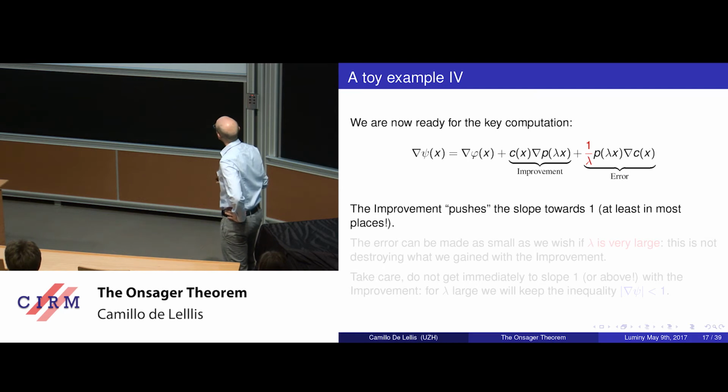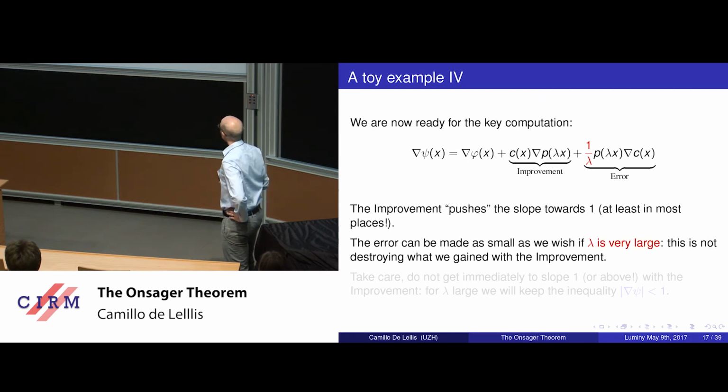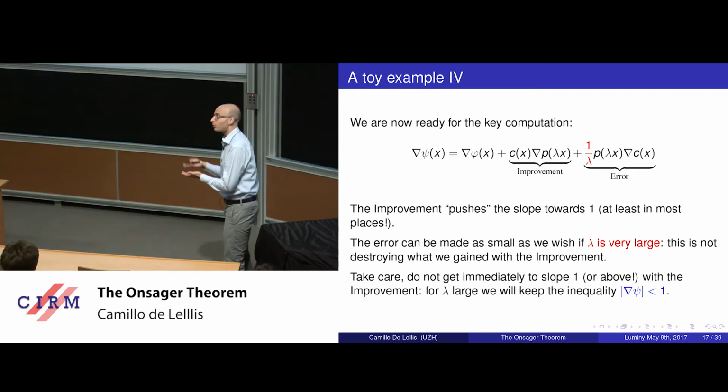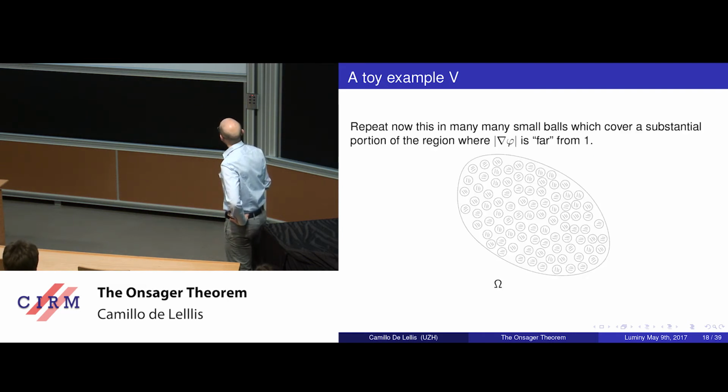Okay? So now I do this by taking lambda very large in such a way that the improvement pushing the slope to 1 improves my integral in a substantial way, and the error term is not destroying my improvement. At the same time, I will take care that the modulus of the gradient is less than 1. And this I just do by the improvement not getting too close to 1, and of course the error not destroying this estimate.